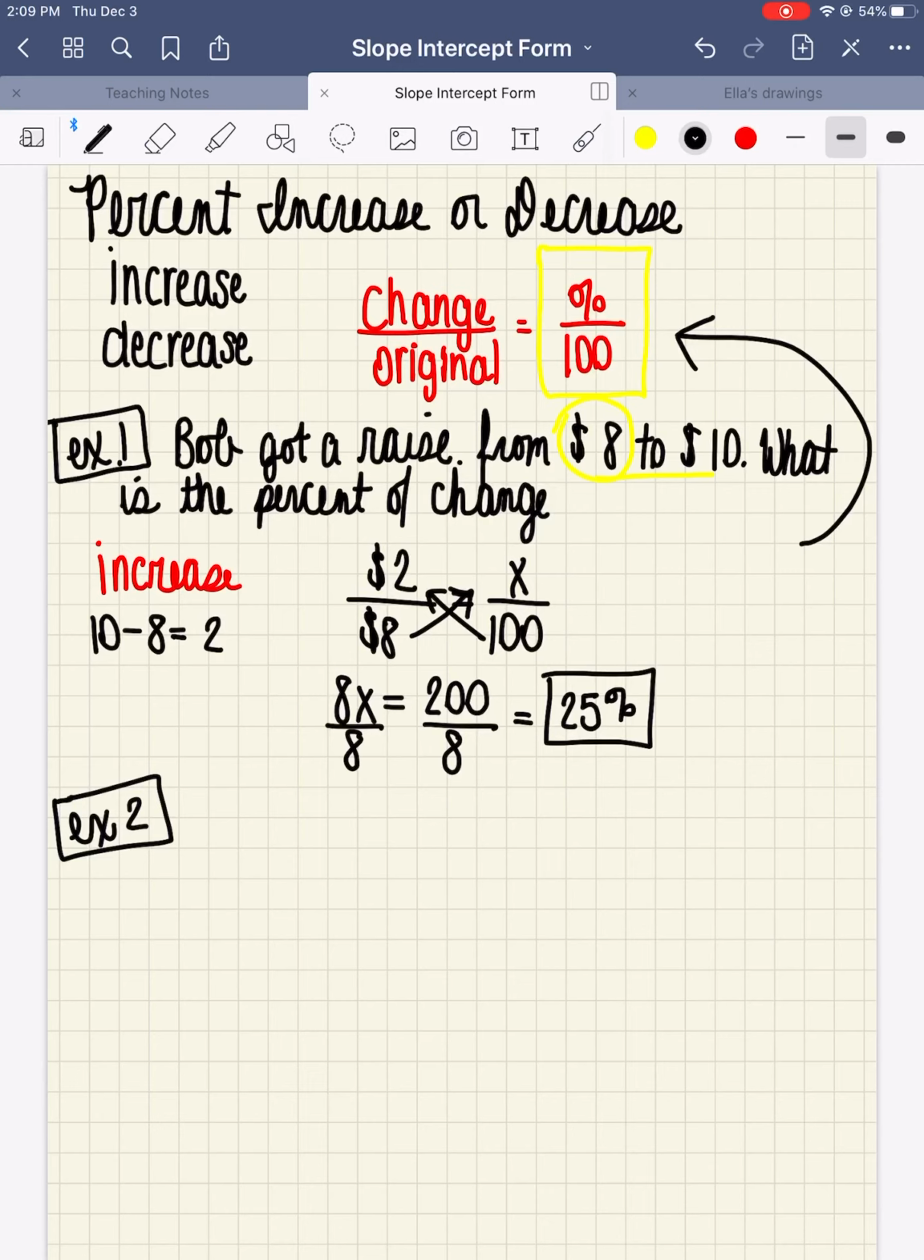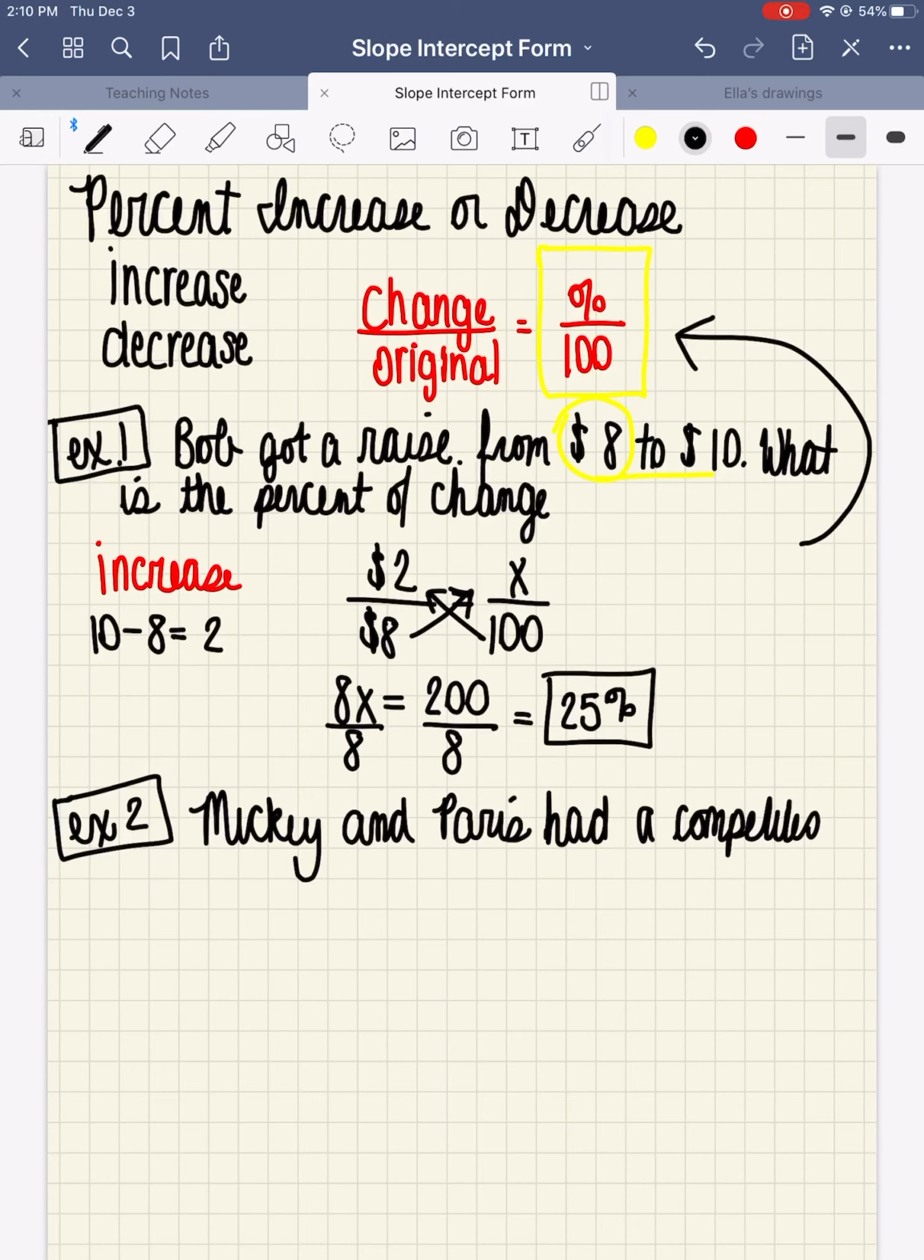All right, here's example 2. Mikey and Paris. If you're not writing these down, you should be. You can pause the video and go back and write them down if you haven't yet. They had a competition to eat 150 tacos.